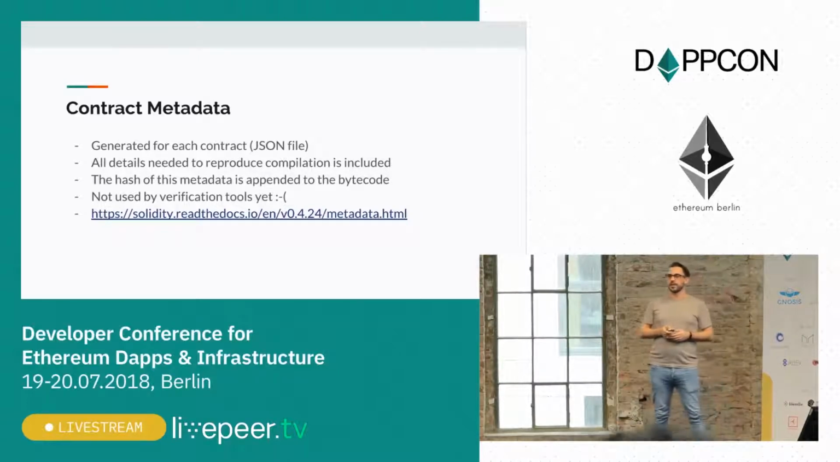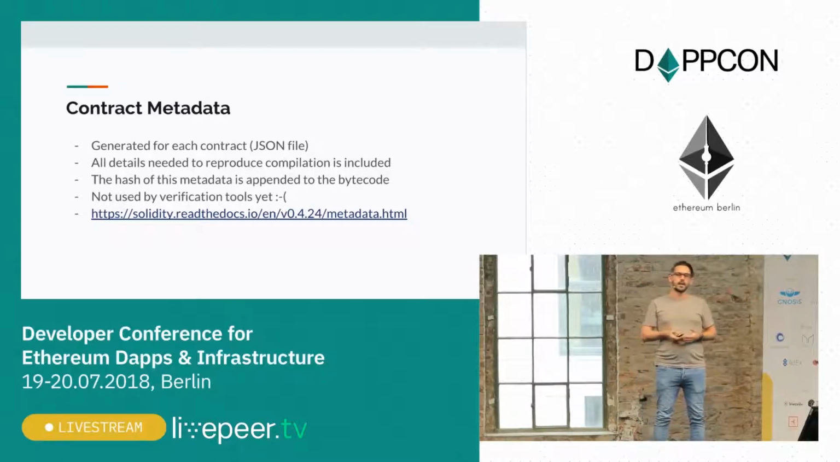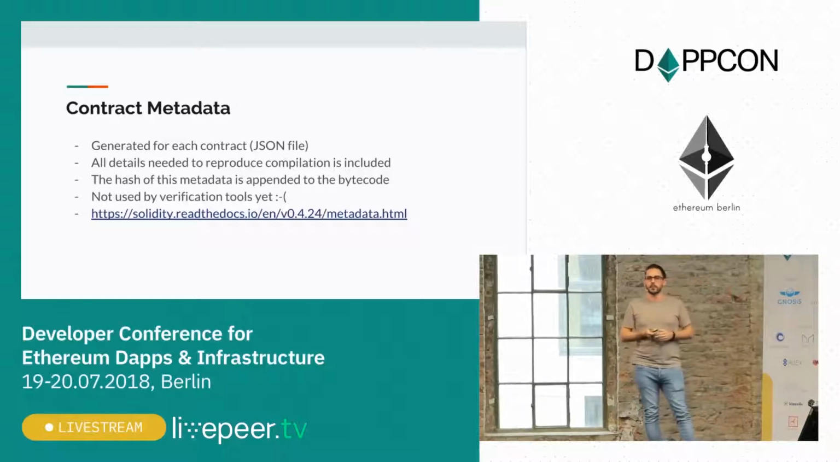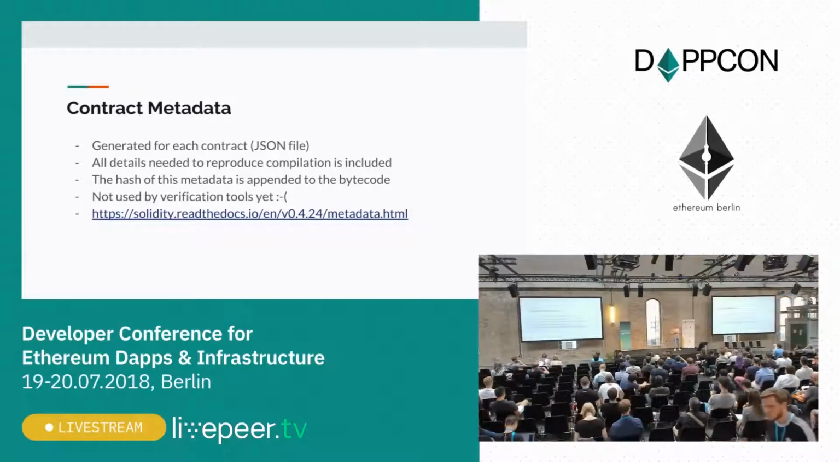That's really unfortunate. So the thing here is, for every single contract, we are generating this metadata, which is a JSON file. And that JSON file contains all the necessary information needed to recompile the very same contract and achieve the very same bytecode output. So, of course, this can be used to verify the contract. It can be used to verify that all the sources provided will result in the very same contract.